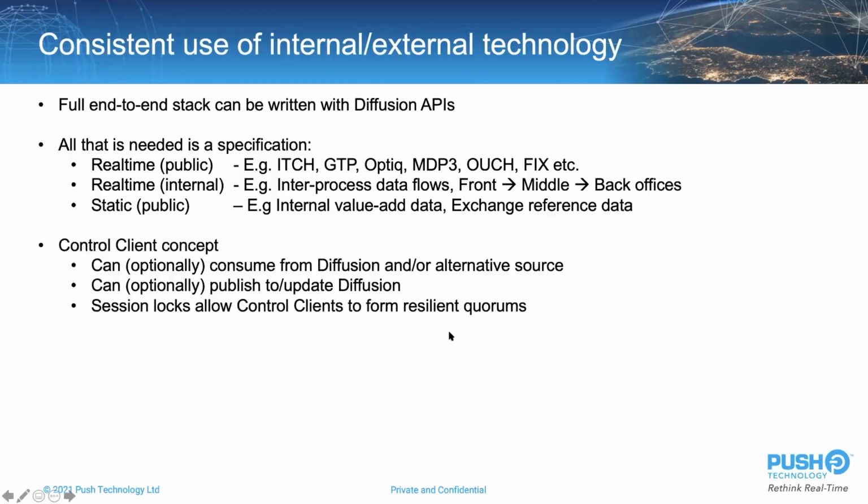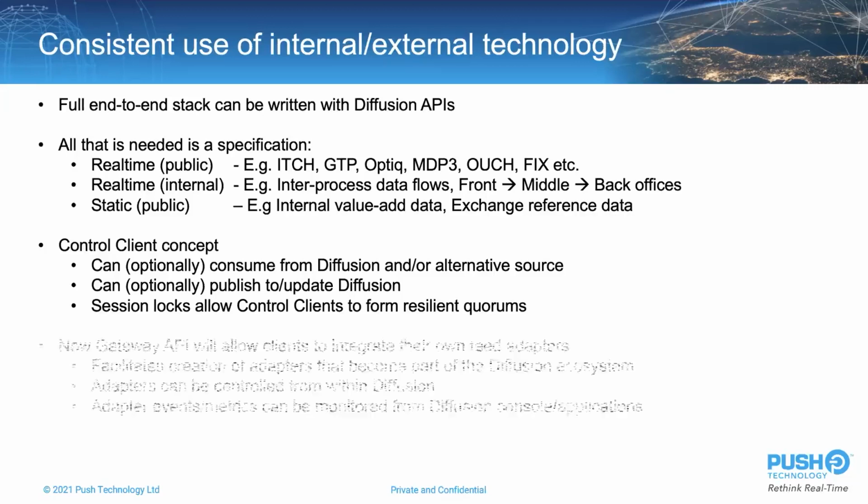There is then this concept of what we call a control client. The control client is a client that sits alongside Diffusion. It can optionally consume from Diffusion or any other source, and it can publish to Diffusion or any other source. Crucially, however, the API provides what we call session locks, which allows for fully resilient and redundant clients. This is all available off the shelf. There's no need to cater for or write your own resiliency code. The control clients off the shelf will operate in resilient and redundant quorums or pairs as needed.